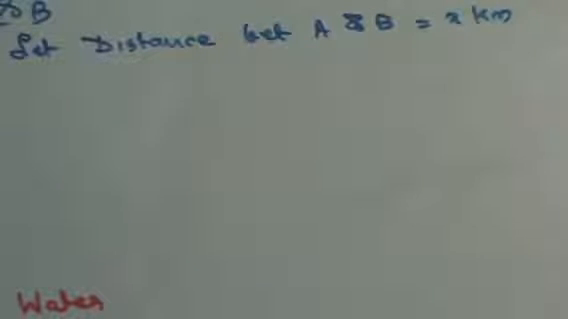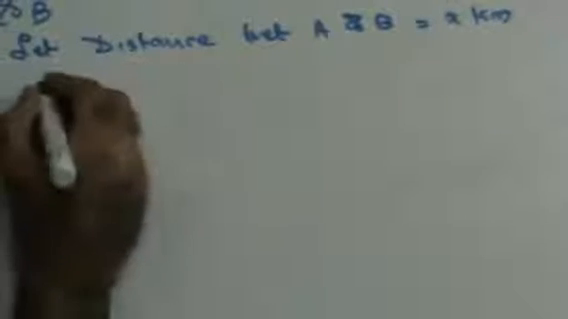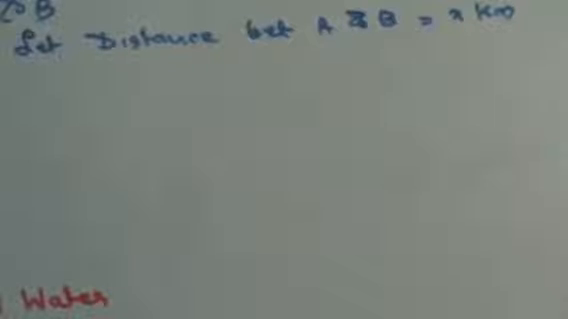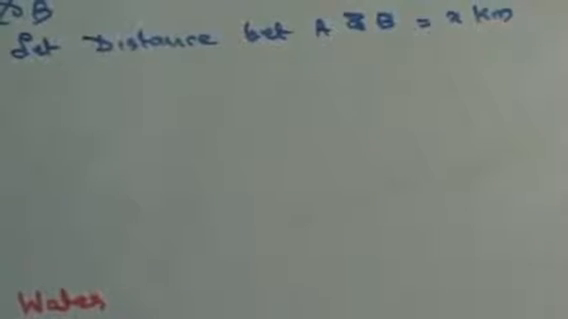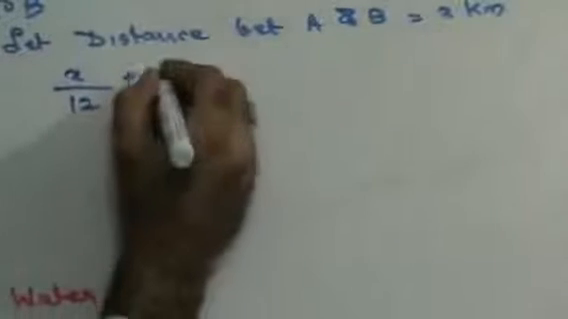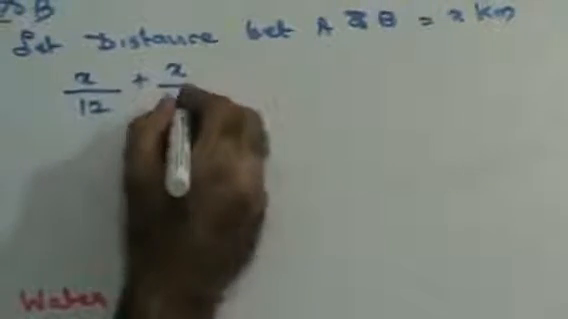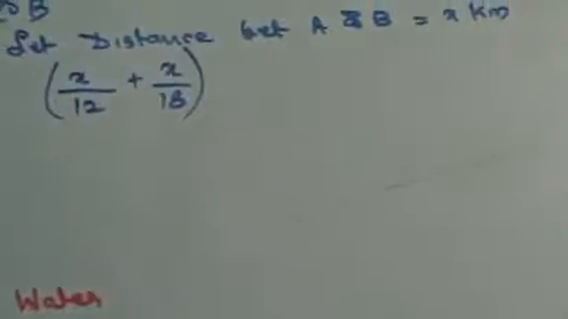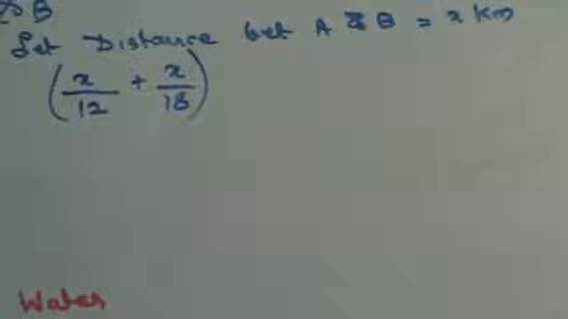Now, that means Sohan, the time that Mohan travels from A to B at 15 kilometers per hour, he takes 30 minutes less. That means Sohan's total time minus Mohan's total time should give you 30 minutes, right? Sohan's time we know is distance upon speed. Distance is x. His going time is at 12 kilometers per hour. His coming time is at 18 kilometers per hour. This will be the total time taken by Sohan to go from A to B and come back.